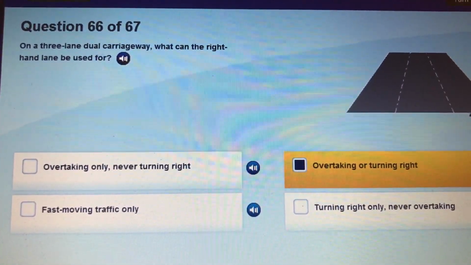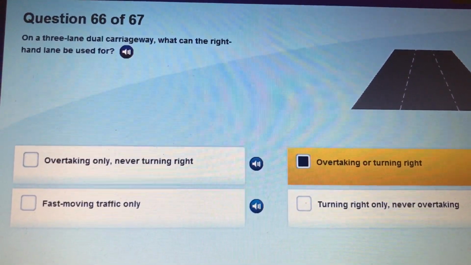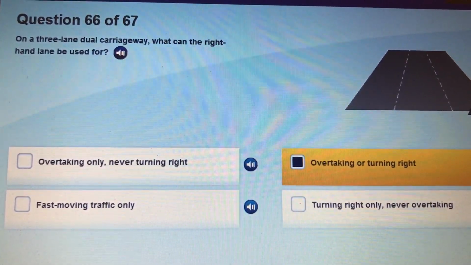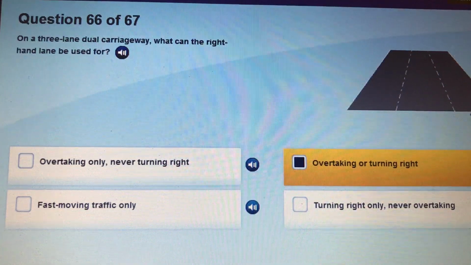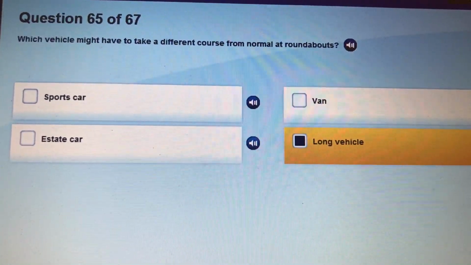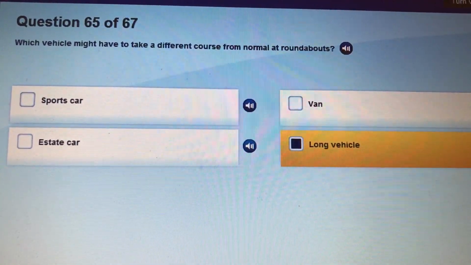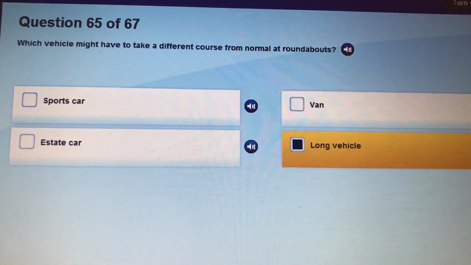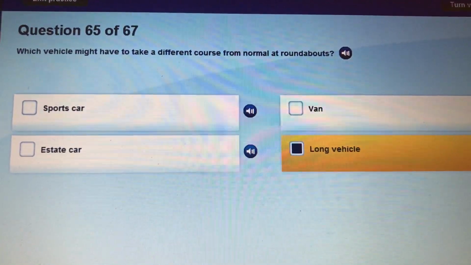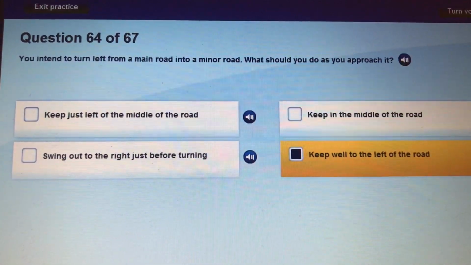On a 3-lane dual carriageway, what can the right-hand lane be used for? Right-hand lane is overtaking or turning right. Which vehicle might have to take a different course from normal at roundabout? Long vehicles, because they need more space at the roundabout.